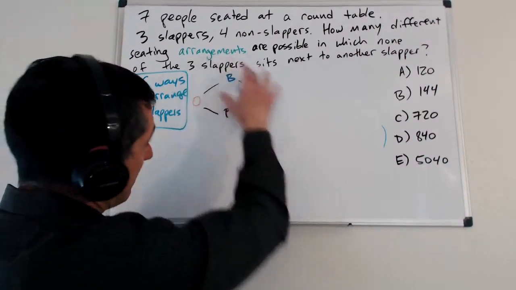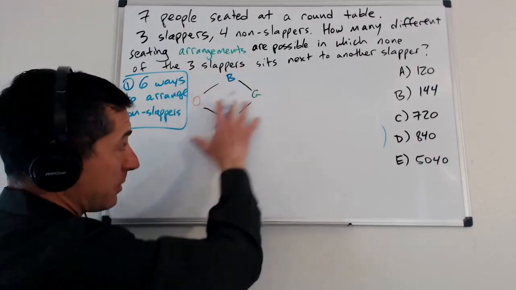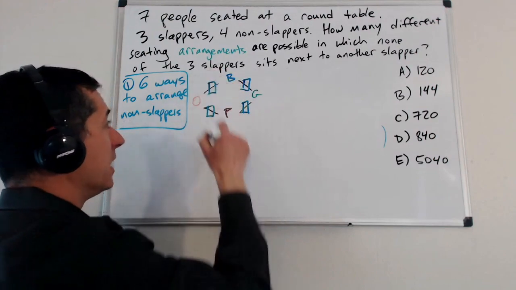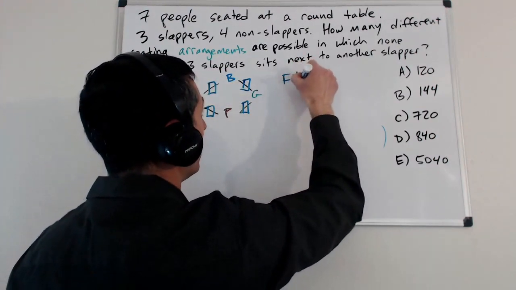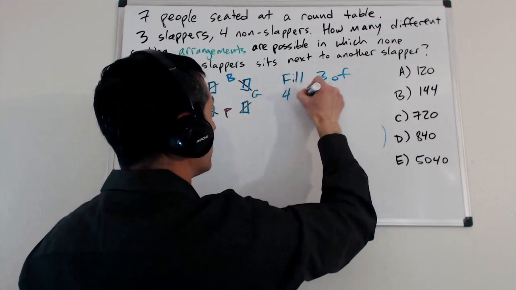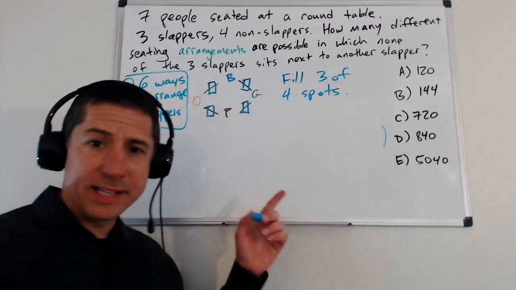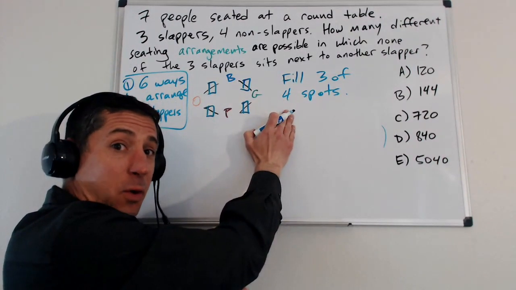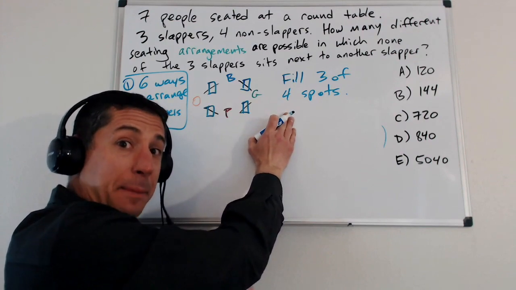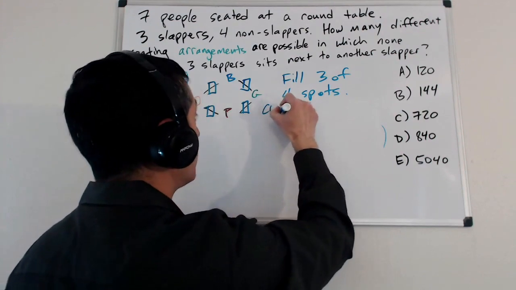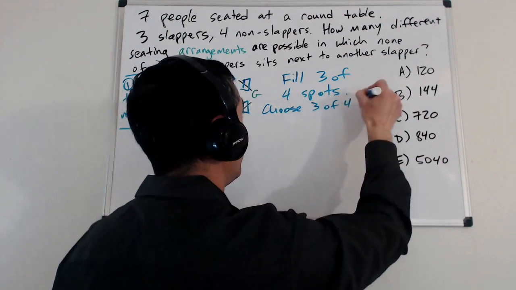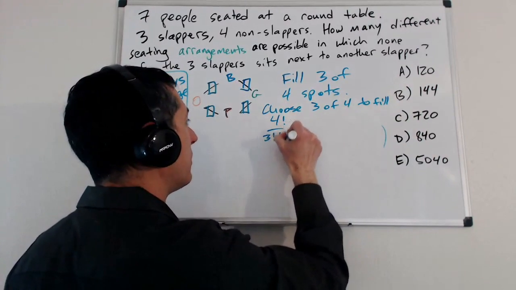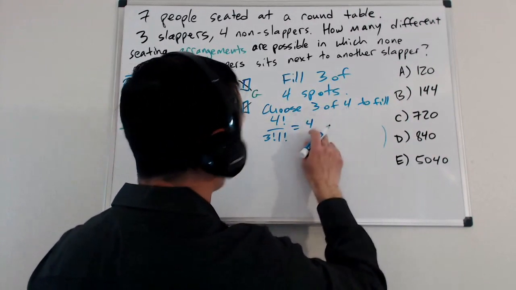So again, just imagine these people around a round table. Nothing special about the colors there or anything. So we've got four different spots that we could fill. And what we're going to do is fill three of the four spots. How many ways are there to do that? Well, we're going to choose three spots to fill out of four. As soon as I say the word choose, it should sound like combinations to you, not permutations. So we're going to choose three of four to fill: four factorial over three factorial, one factorial. So that's just four different ways to do that.